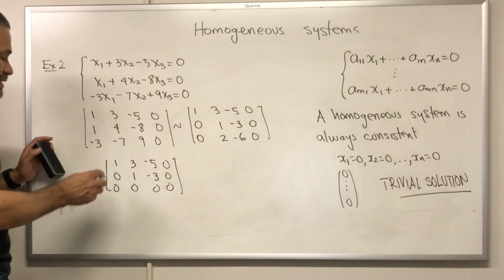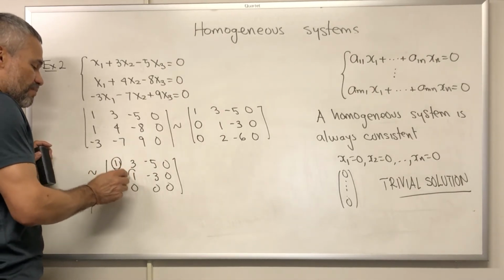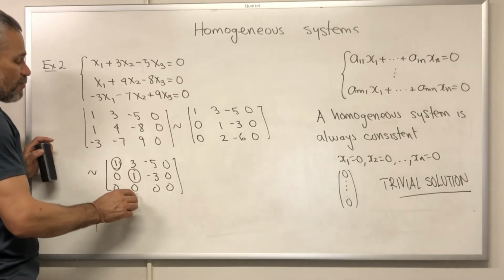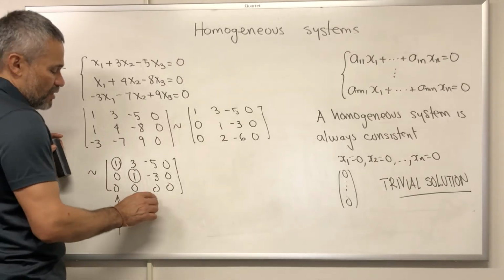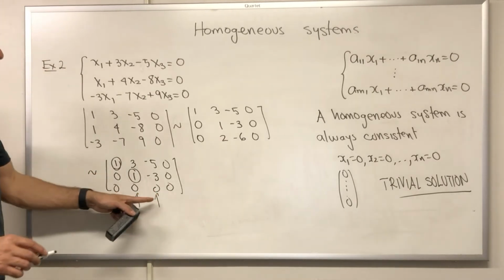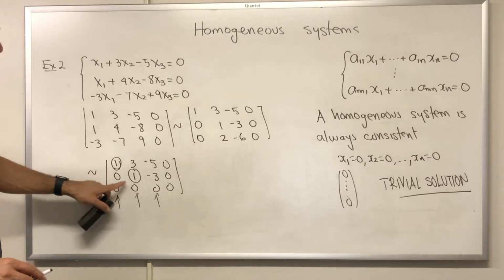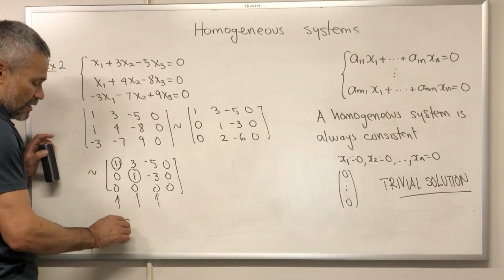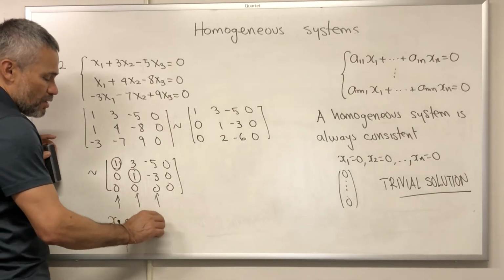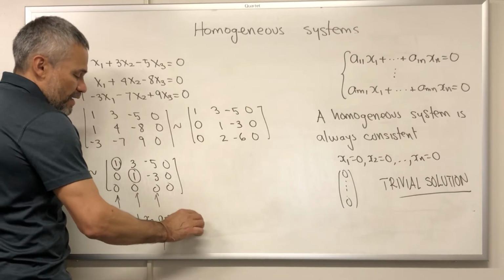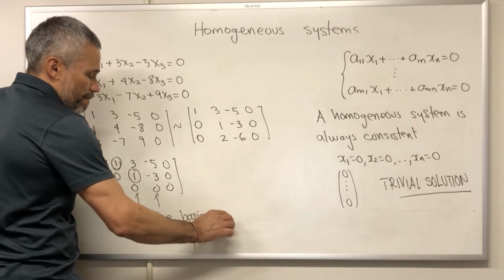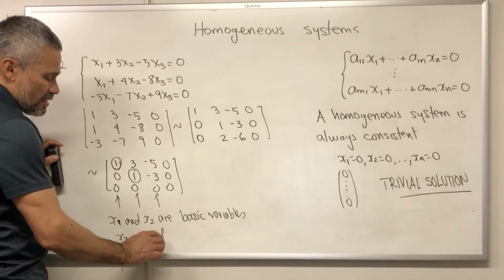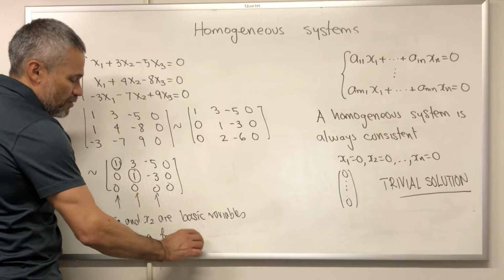This matrix is in echelon form. Notice that this is a pivot. This is a pivot. And when we look at the columns, this is the column that goes with the variable x1. This is the column that goes with the variable x2. This is the column that goes with the variable x3. We notice that x1 and x2, those columns have a pivot. Then we say that x1 and x2 are basic variables. And we have that x3 is a free variable.